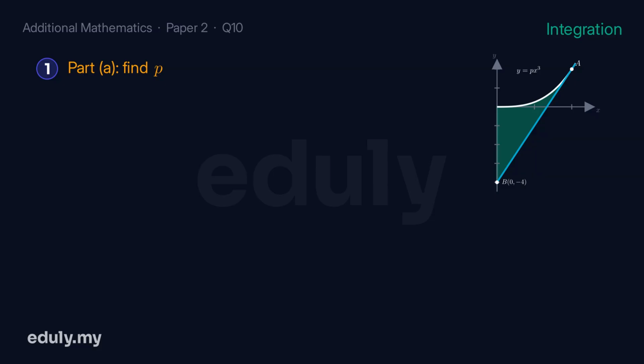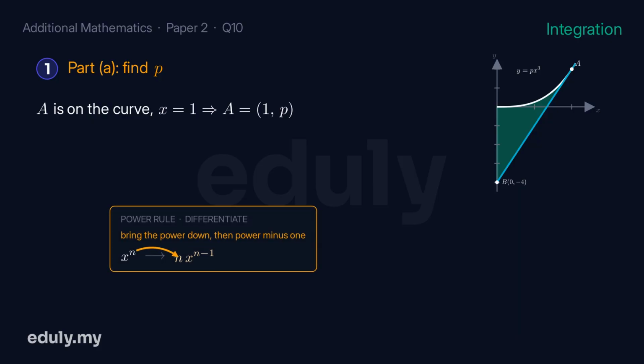Step 1. Find P. The trick: the tangent at A and the line of B are the same line, so their gradients must match. Point A sits on the curve at x equals 1, so its height is P. To differentiate a power, bring the power down, then reduce the power by 1. Differentiate the curve. The gradient is 3px squared. At A, where x is 1, that's 3p.